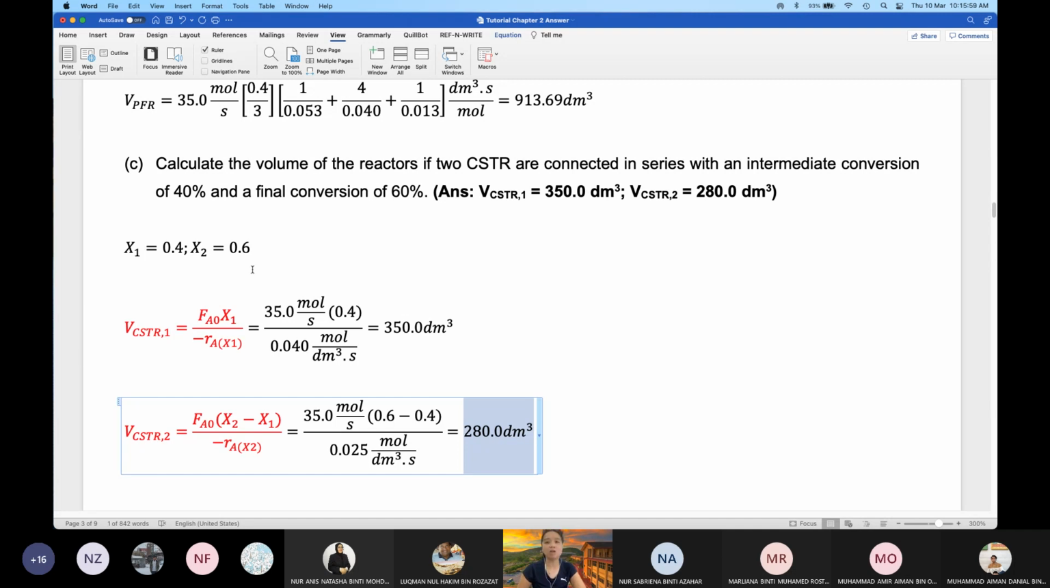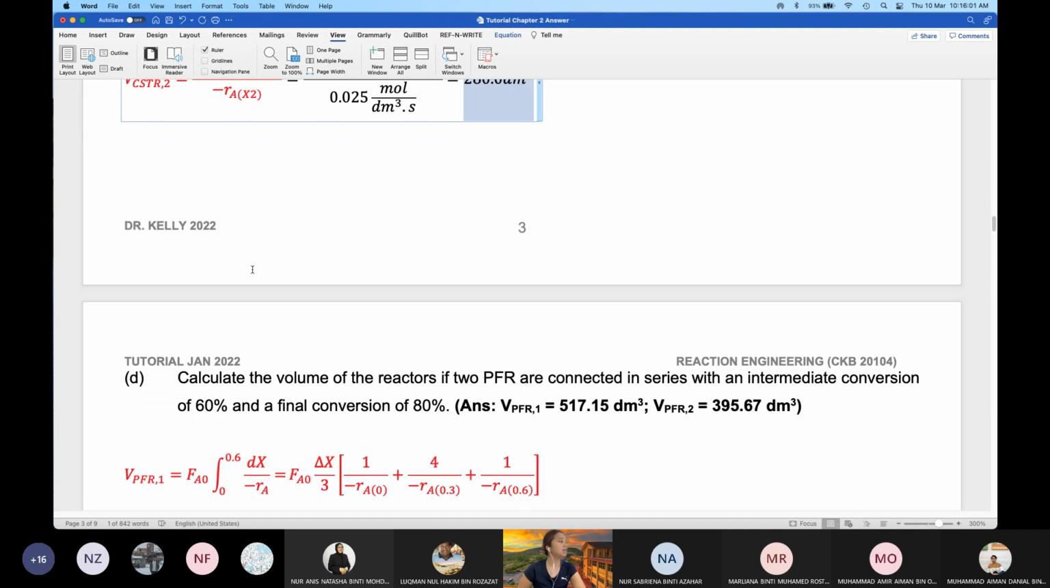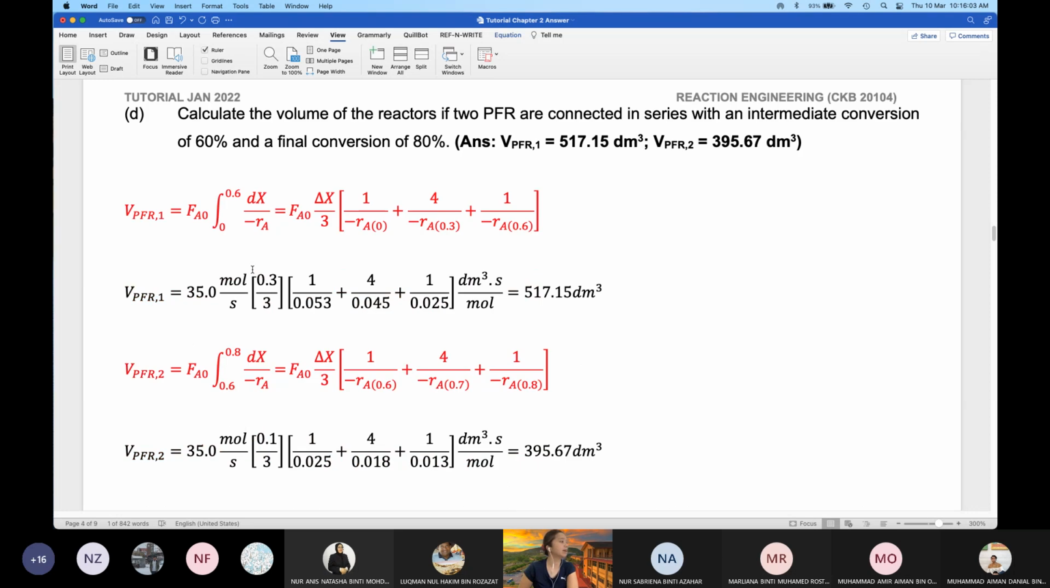Okay, so done on part C. We go to part D. So part D pula sekarang adalah 2 PFR connected in series with intermediate conversion 60%. So final conversion 80%. So sekarang soalan D, saya ada 2 PFR, my X1 0.6, my X2 0.8. Okay, so kita nak cari volume PFR, X1 0.6, X2 0.8. Okay, so let us go one by one.